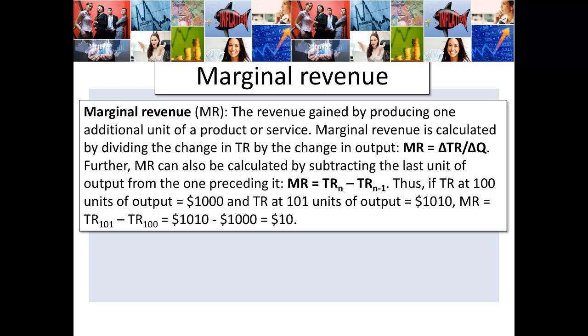The easier calculation that I use all the time, marginal revenue can also be calculated by subtracting the last unit of output from the one preceding it. So if we take total revenue at 100 units of output and total revenue at 101 units of output, if we subtract the total revenue at 100 from 101, then we will work out our marginal revenue nice and easily.